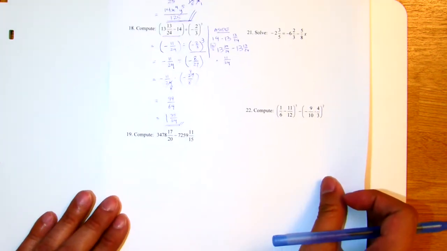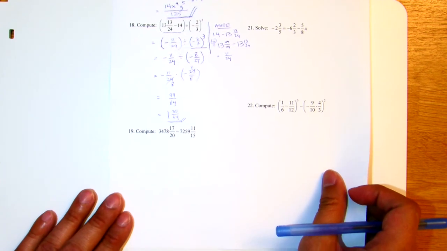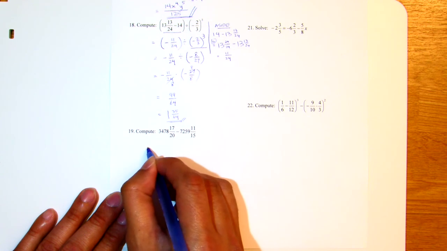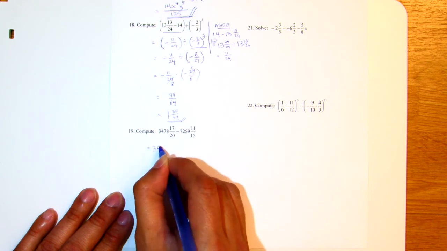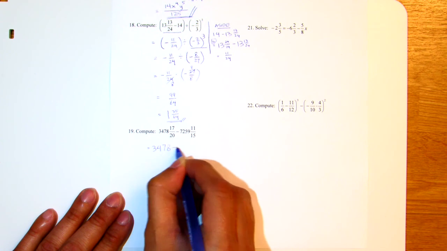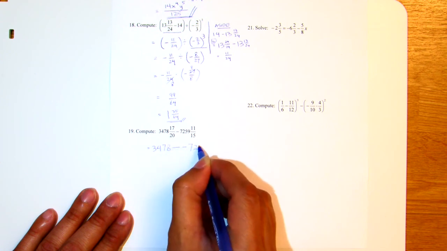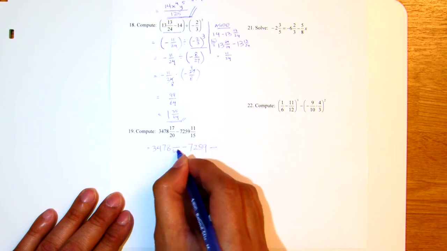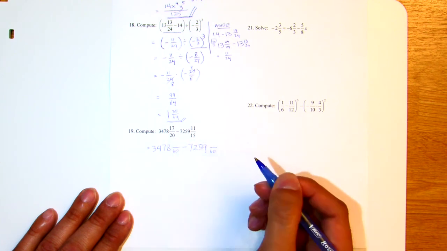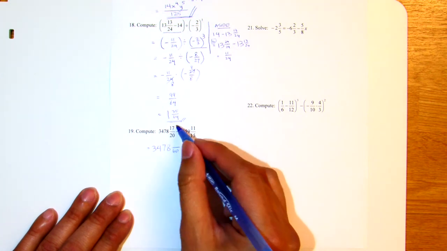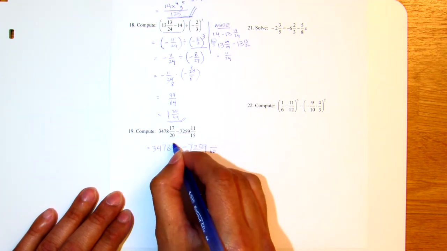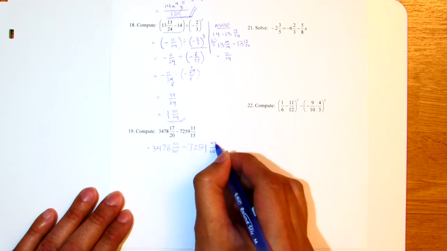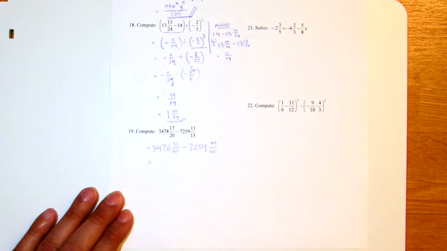Number 19. I need to subtract these two mixed numbers. The first thing I will do is, you guessed it, the LCD. 20 and 15. The LCD is 60. Now here I will multiply by 3. That will give me 51. And here I multiply by 4. That's 44. Now, from here, what do I need to do?